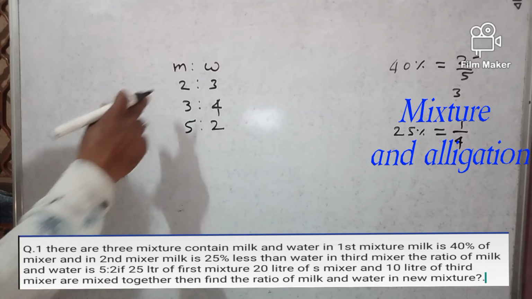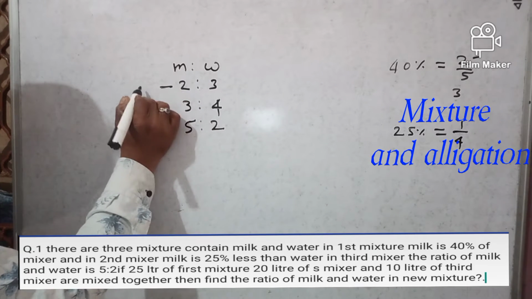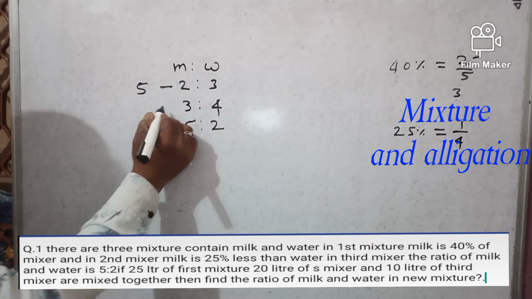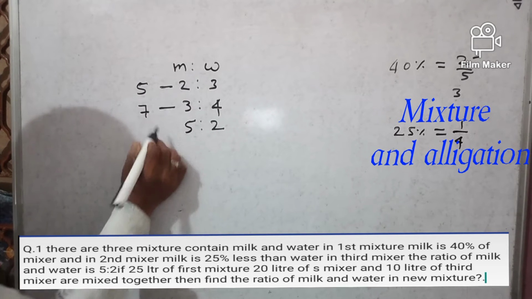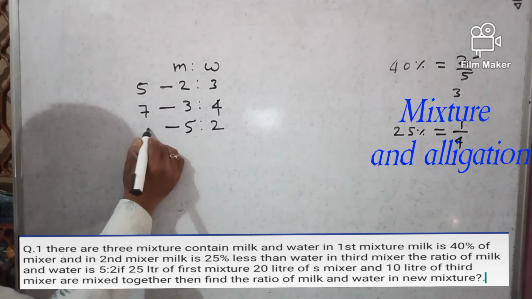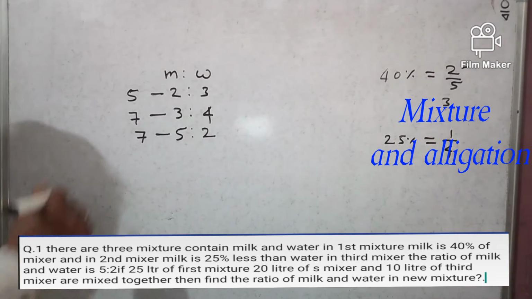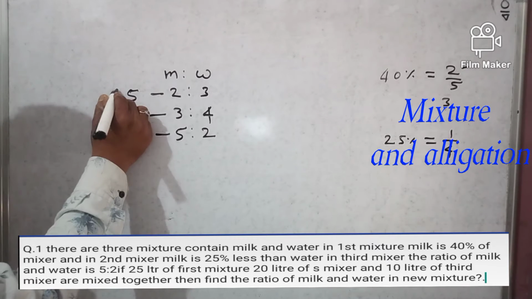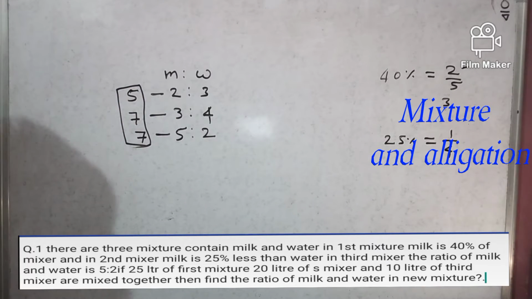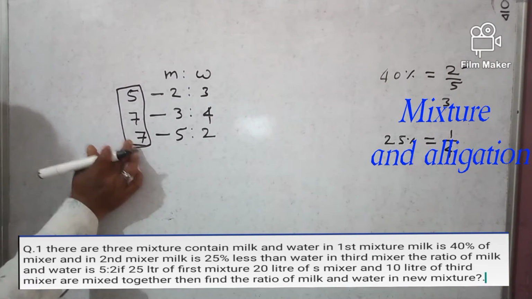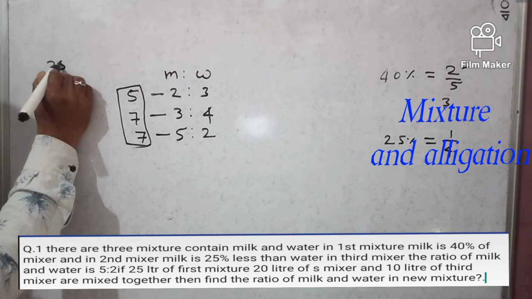So 2 plus 3 is 5 parts in the first container. 3 plus 4 is 7 parts. 5 plus 2 is 7 parts in the third container. Now see here, the parts are not the same. If the parts are not the same, we can take the LCM. The LCM will be 35, right?